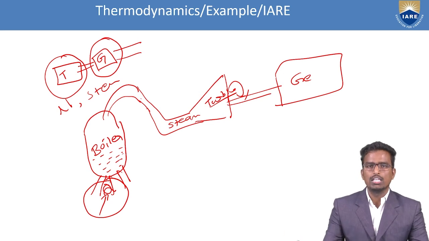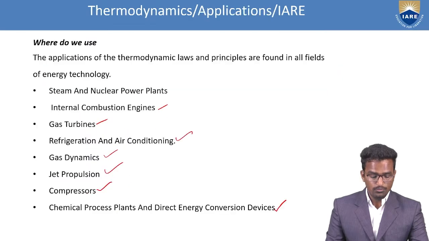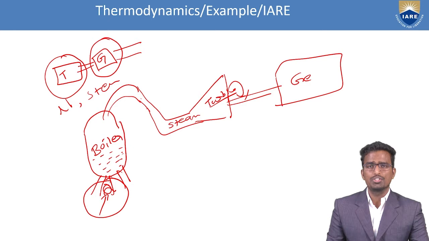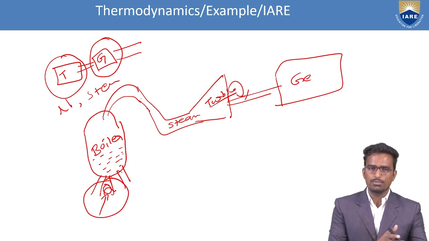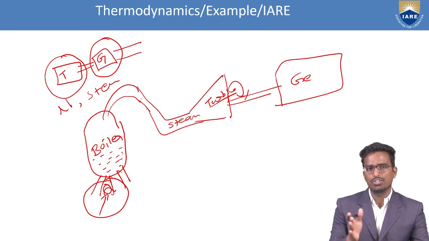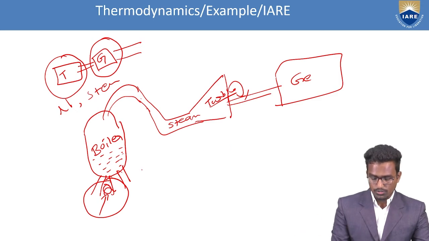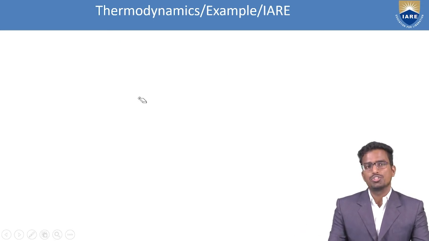So this is a place where we use thermodynamics. Not only that, we also use thermodynamics in the internal combustion engine. So what is an internal combustion engine? In day-to-day life, in road transportation, seaway transportation, rail transportation, or air transportation, we use internal combustion engines. So actually, what does internal combustion engine mean?